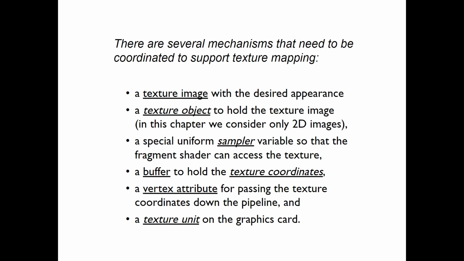There's also something called a sampler, the sampler variable that we set up so that the fragment shader can access the texture. There's a way to say, okay, given these coordinates, how to look it up. So our sampler does the mapping on the fly for us once we have the coordinates. We have a buffer that holds the texture coordinates. It can be either its own buffer, or it could be interleaved with other vertex attributes. And then we describe that as a vertex attribute so that the texture coordinates are understood by the pipeline.